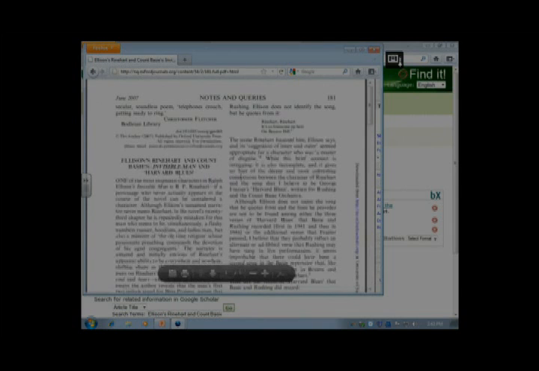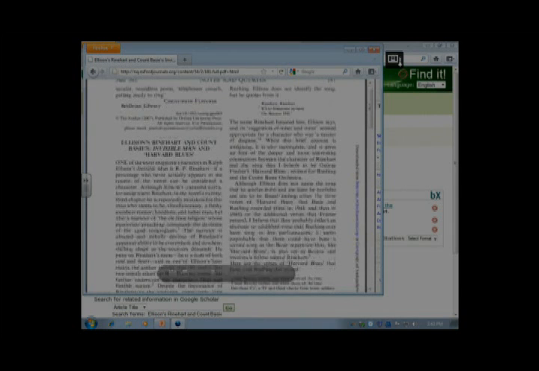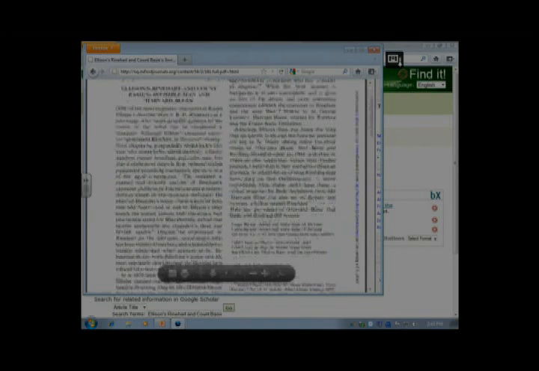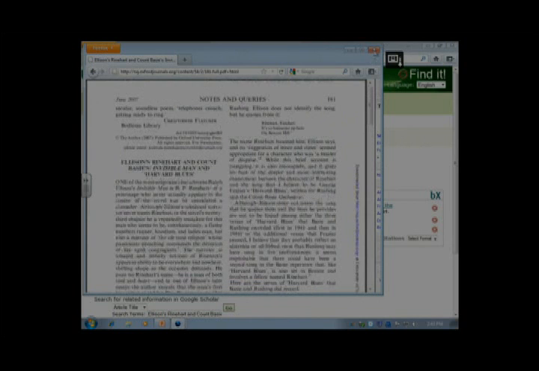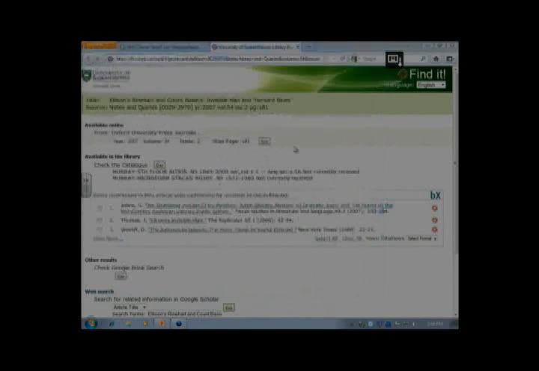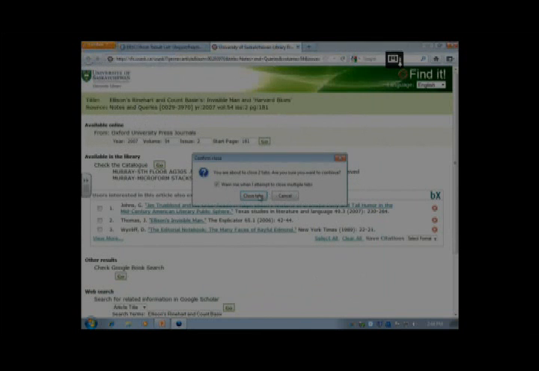And there it is. So Ellison's Reinhardt and Count Basie's Invisible Man and Harvard Blues. A short piece there, it looks like. But we do have full text for something that the MLA International Bibliography claimed we didn't have full text for. So it doesn't take long at all, but it's well worth double checking.